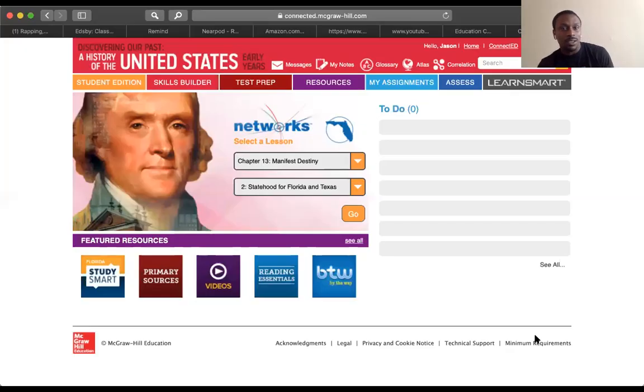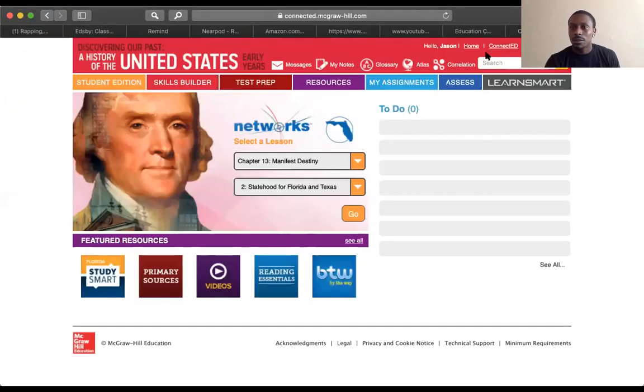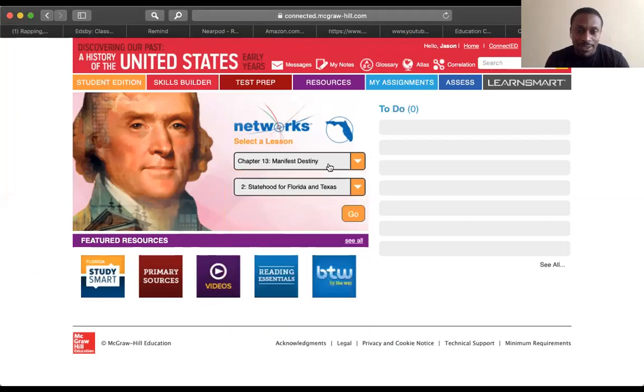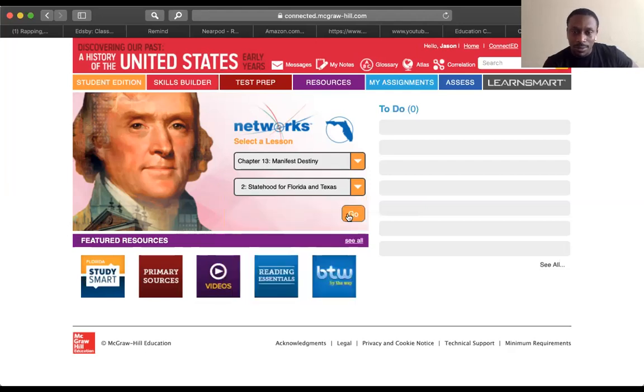So if you go into Clever, you log into your Clever, and you find the McGraw-Hill app. It looks like this. Then you can access the textbook. You see Thomas Jefferson on the front of our red textbook. Scroll down, find chapter 13 on Manifest Destiny. Then you'll go to section 2 or lesson 2, statehood for Florida and Texas. Click go.